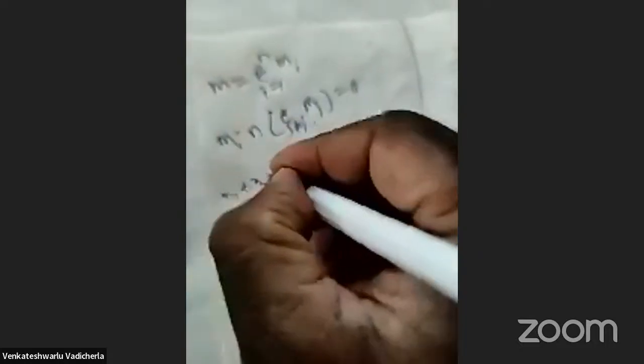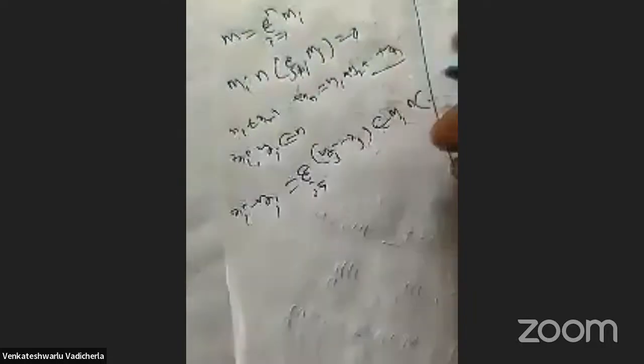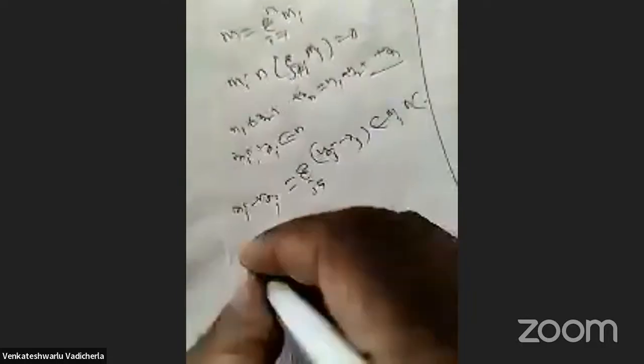To prove the uniqueness, suppose x1 plus x2 plus up to xn is equal to y1 plus y2 plus up to yn, where xi and yi belong to Mi. Then xi minus yi is equal to the summation over j not equal to i of yj minus xj. So this belongs to Mi intersection the summation of Mj, which is the singleton 0. Hence xi minus yi equals 0, so xi is equal to yi.